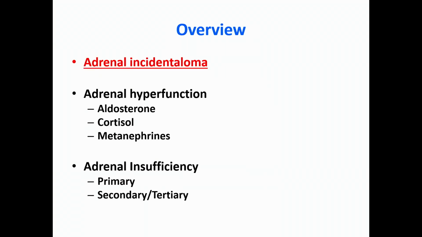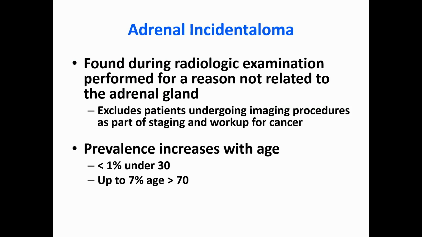So the first part, we'll be reviewing and talking about adrenal incidentalomas. An adrenal incidentaloma is found during radiologic examination, which is performed for a reason that's actually not related to the adrenal gland. So it excludes patients who are undergoing imaging procedures for part of staging or workup for cancer. The prevalence does significantly increase with age for adrenal incidentalomas. For example, the prevalence is less than 1% for patients under 30, but it can be up to 70% for patients over 70 years of age.